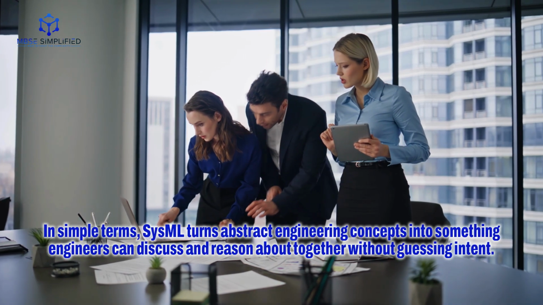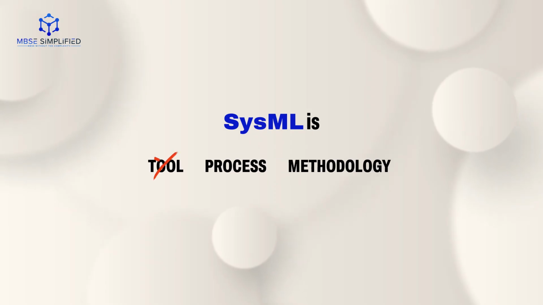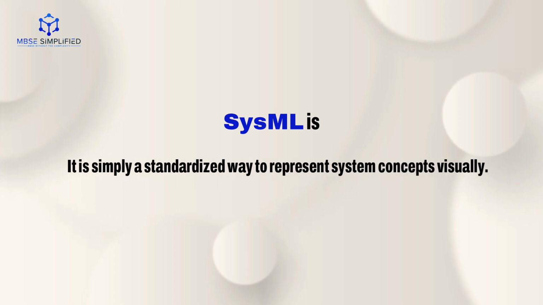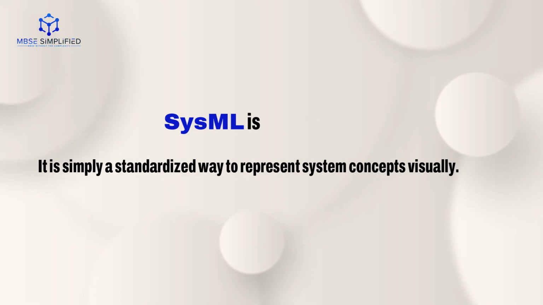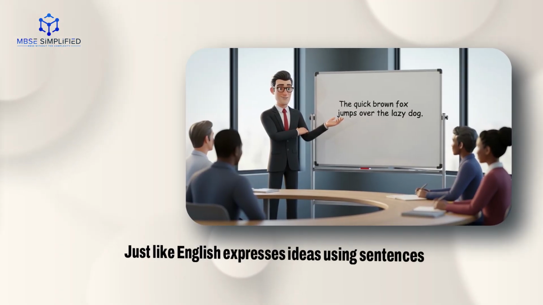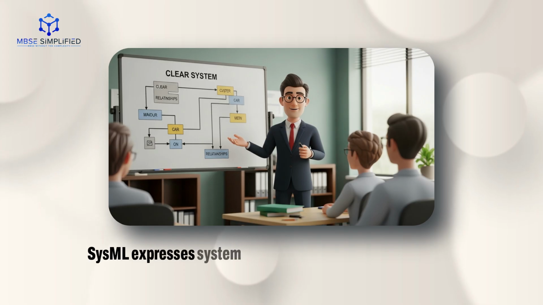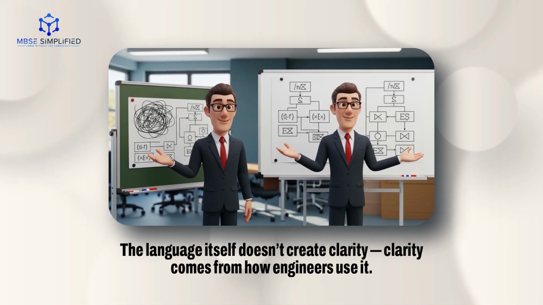Systems modeling language is a modeling language, not a tool, not a process, and not a methodology. It is simply a standardized way to represent system concepts visually. Just like English expresses ideas using sentences, systems modeling language expresses system meaning using graphical elements. The language itself doesn't create clarity. Clarity comes from how engineers use it.